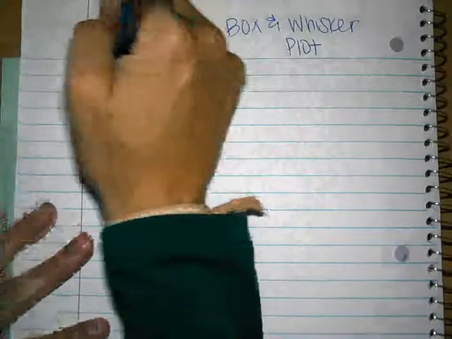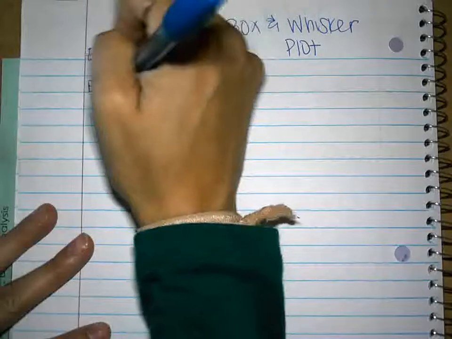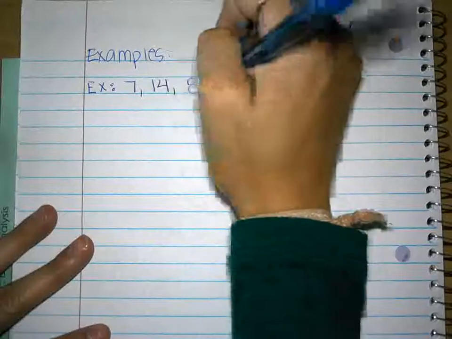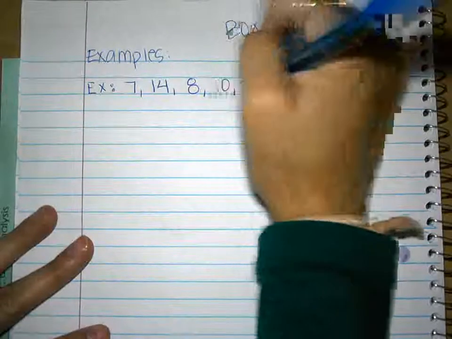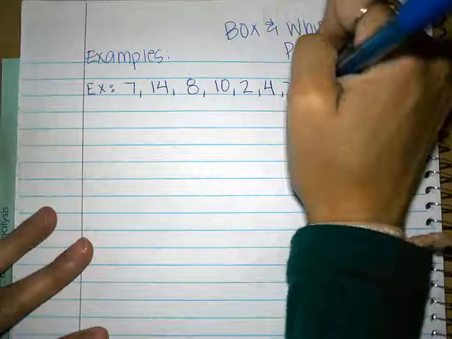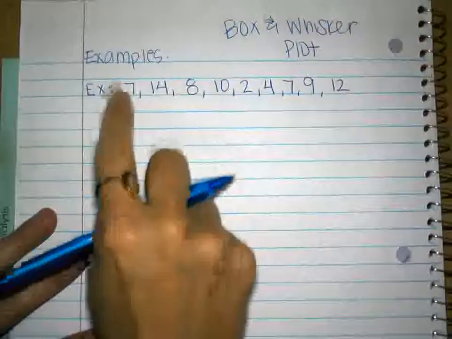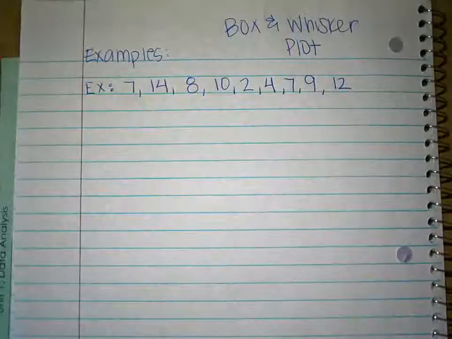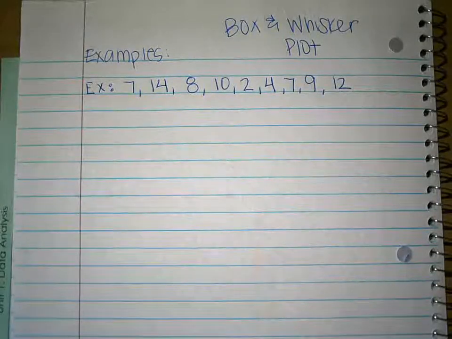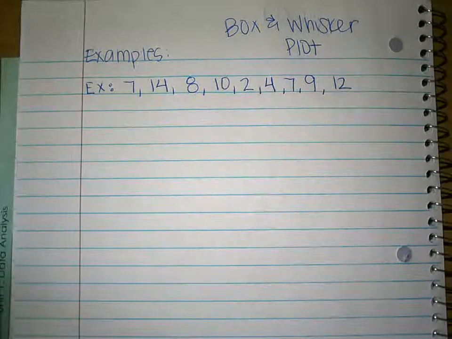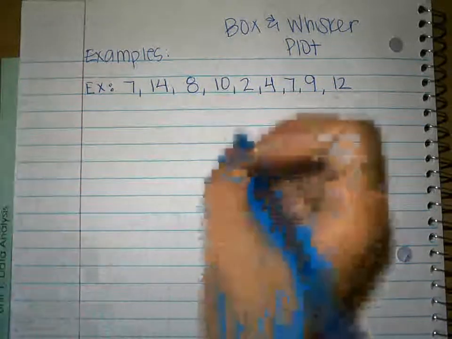You'll be given numbers like 7, 14, 8, 10, 2, 4, 7, 9, 12. Okay? So we'll get those numbers. You always, first step, always put them in order from least to greatest. That's the first thing you need to do always.